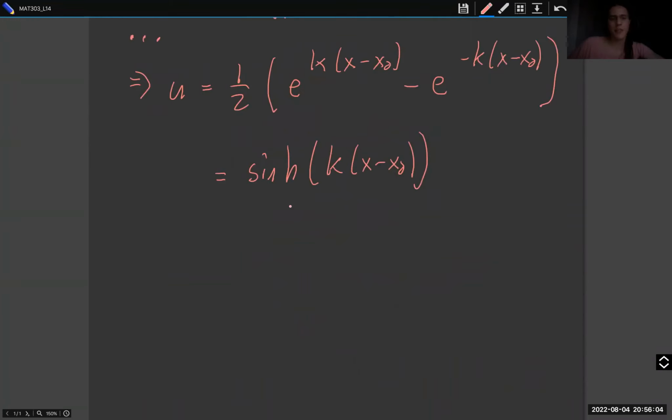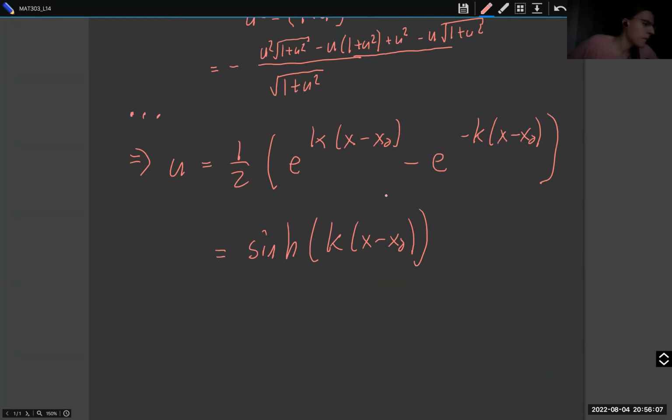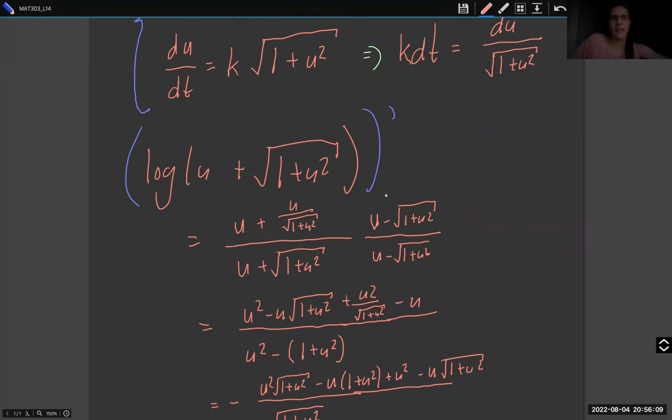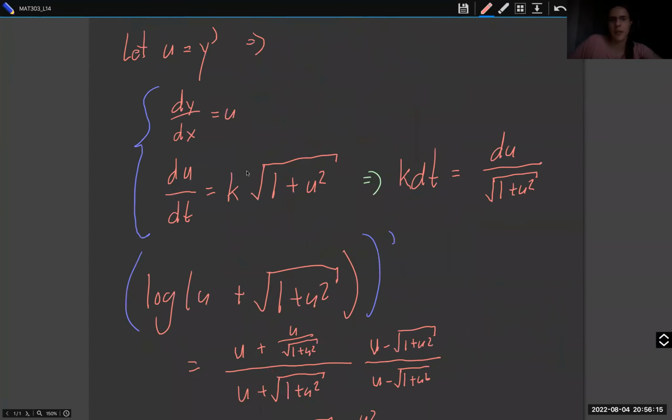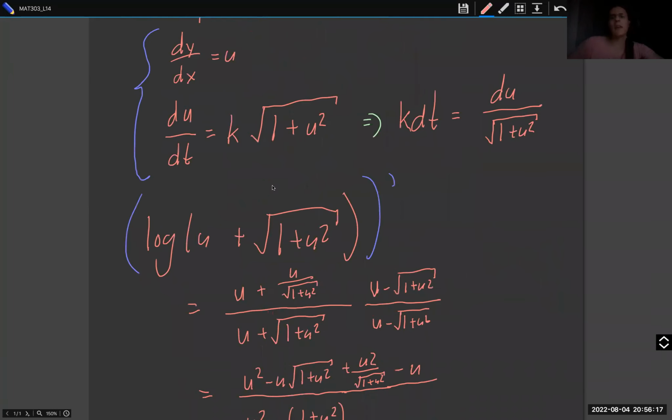This final answer is correct. But I'm not going to be able to fix this now. You know what? I'm going to work this out later, and then I'm going to send you the notes with the corrected calculation. There has to be a nice way to do this integral.